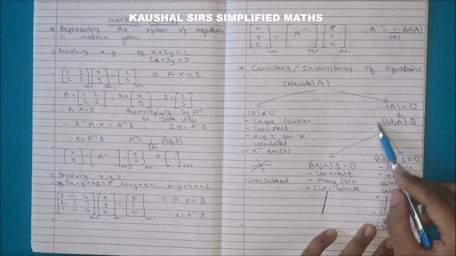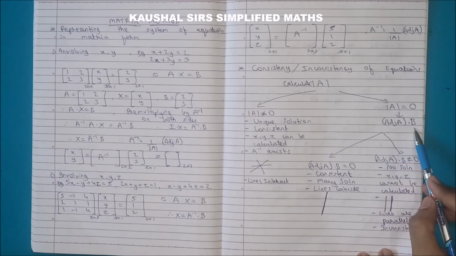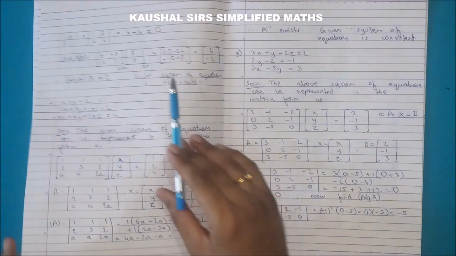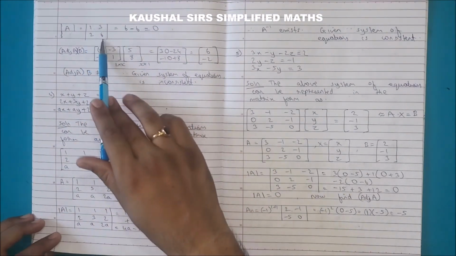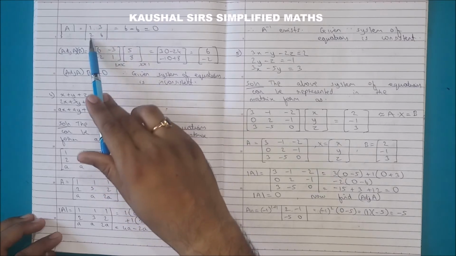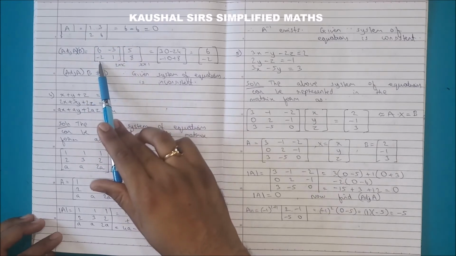Okay, so what is our next step? We'll find adjoint of A into B and then let us see whether it is 0 or not equal to 0. So adjoint of A, how to find? Interchange the principal diagonal elements. So here will come 6, here will come 1, and change the sign of these two elements. So you get minus 3 and minus 2.